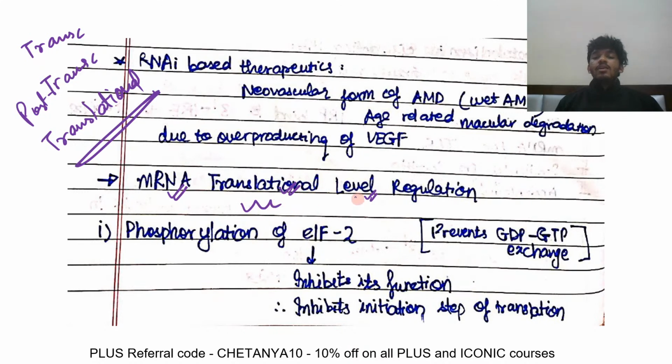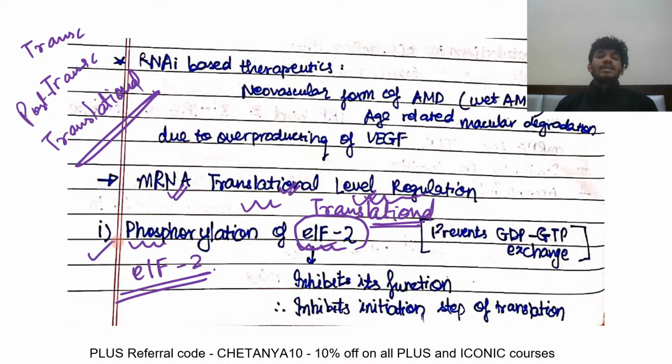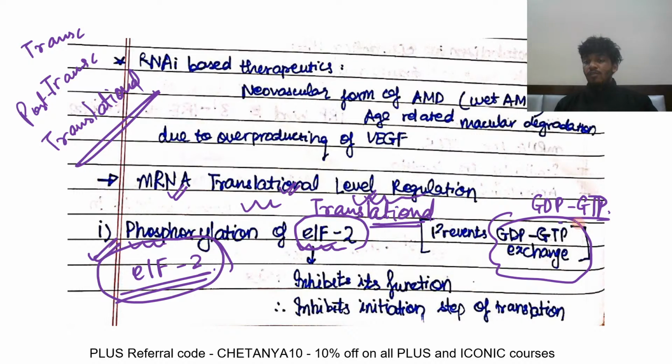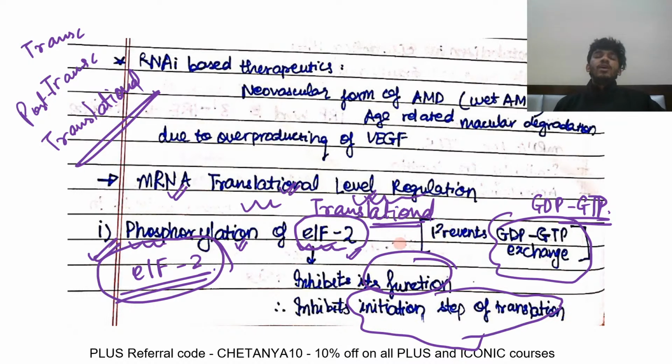So first is the translational level of regulation. It will be done by the phosphorylation of eukaryotic initiation factor 2, EIF2, that is a translational factor. You will phosphorylate it, and when there is phosphorylation of EIF2, it prevents GTP exchange. That GTP exchange was required for this step of translation, which was mediated by EIF2. When you phosphorylate it, its function is inhibited, and that will inhibit the initiation step of translation. So the first regulation at the translational level is phosphorylation of eukaryotic initiation factor 2, which will prevent initiation of translation.